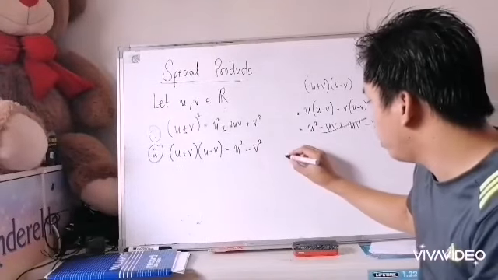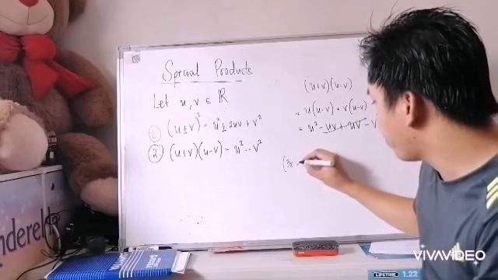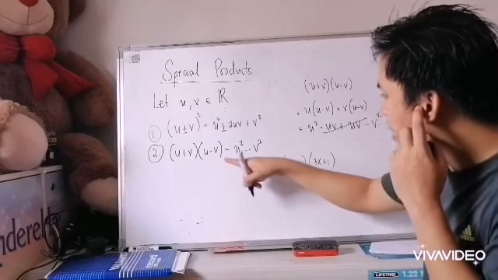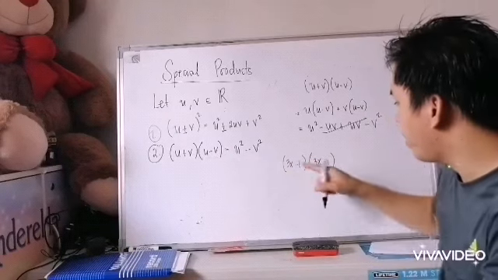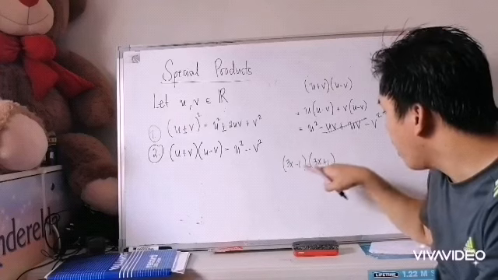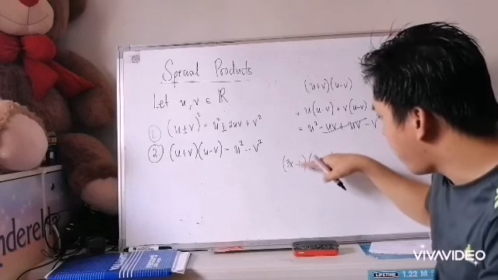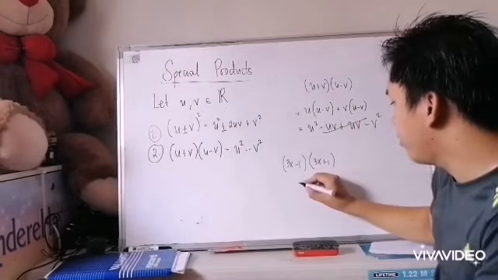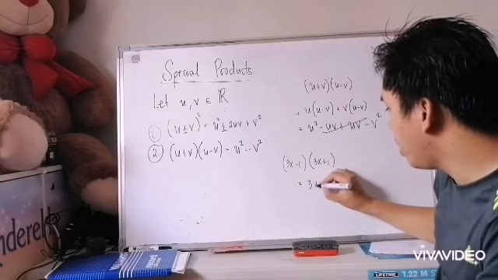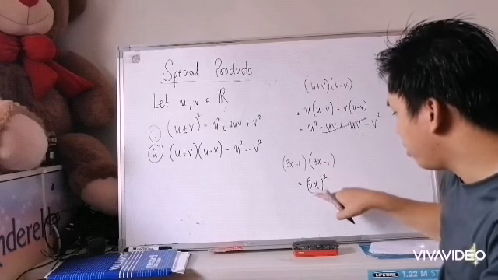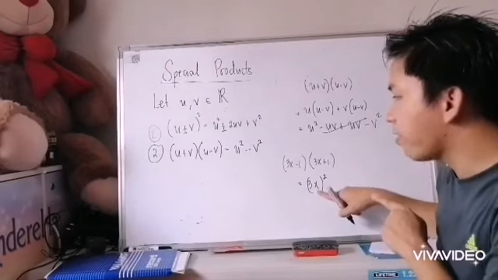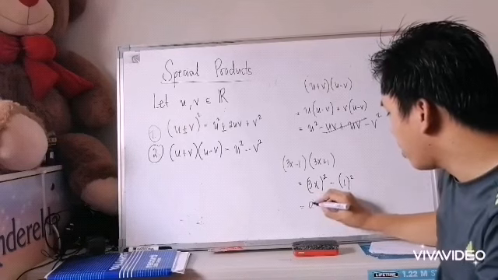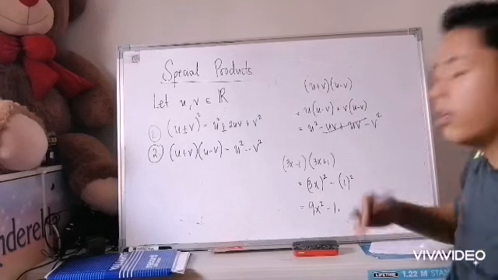Okay, let's consider this example: 3x minus 1 times 3x plus 1. This case will hold for number 2 because they have the same first term and the same second term. The only difference is that this is minus and this is plus. So this will still hold. So you'll get 3x quantity squared, because 3x is our u, minus our v, which is 1 squared. Therefore, you get 9x squared minus 1. That's it.